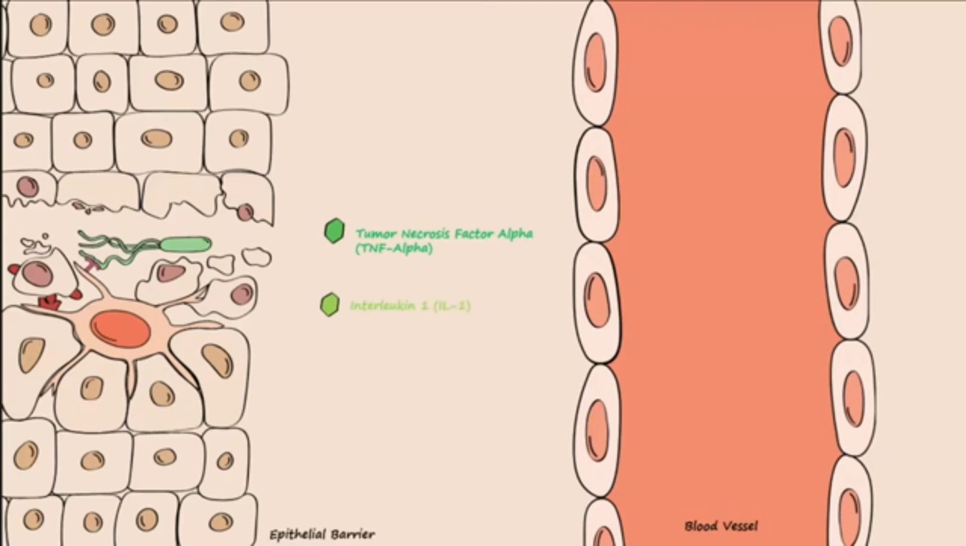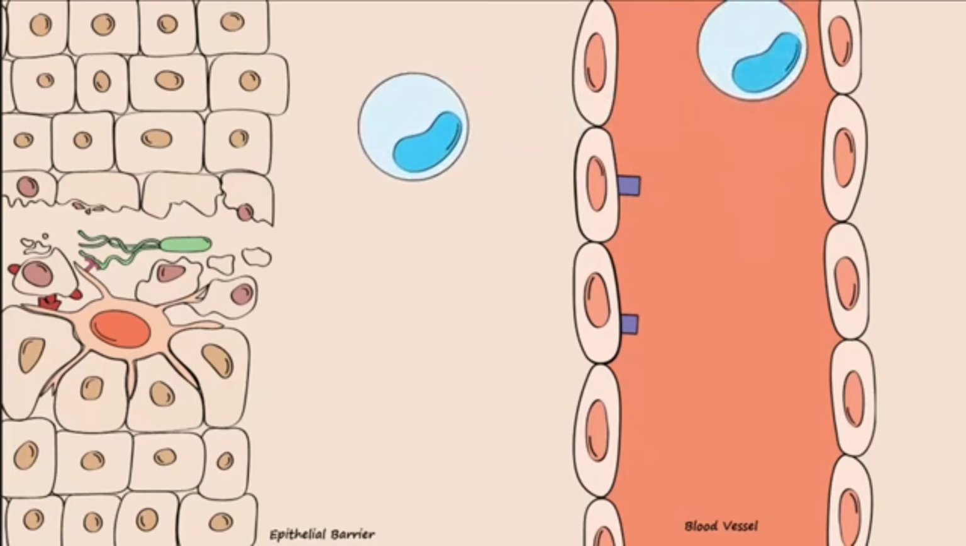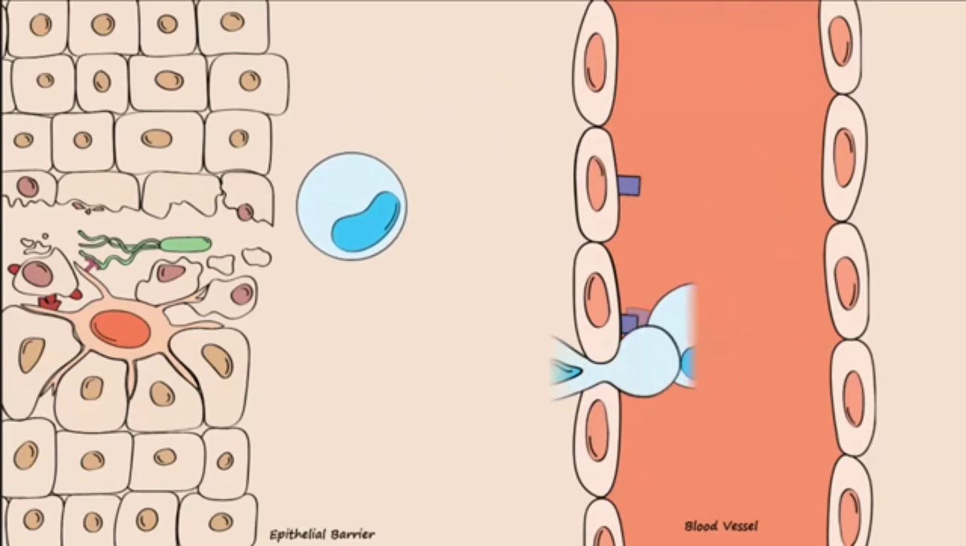TNF alpha and IL-1 act on endothelial cells, and hence endothelial cells release adhesion molecules known as selectins. Now selectins will allow white blood cells to be recruited through the bloodstream to the site of inflammation and into the tissues. This process is called recruitment, which is the second step.